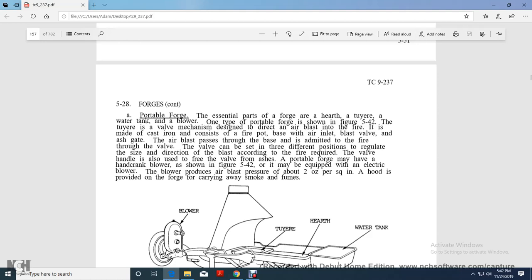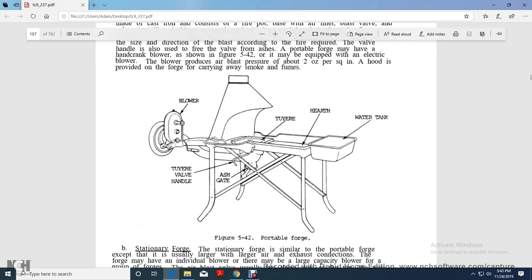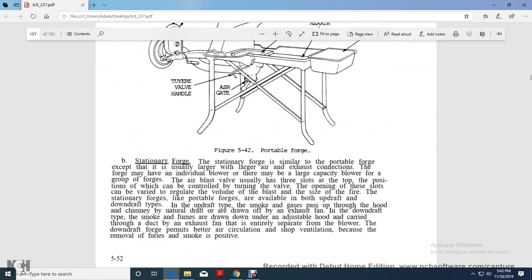A portable forge may have a hand crank blower, as shown in figure 542, and may be equipped with an electric blower. The blower produces air blasts of up to 2 ounces per square inch. The hood is provided with a stack for carrying away the smoke and fumes. Figure 542 shows a portable forge, a blower, a tuyere, a valve handle, an ash gate, a hearth, and a water tank.